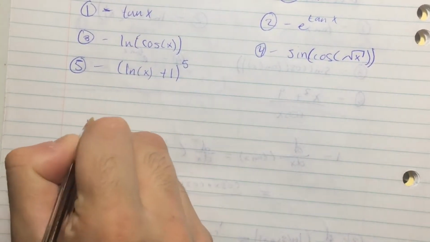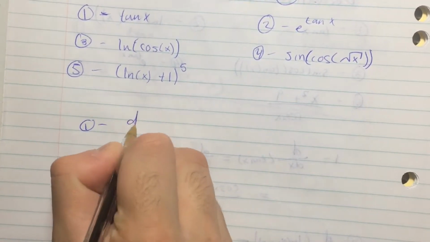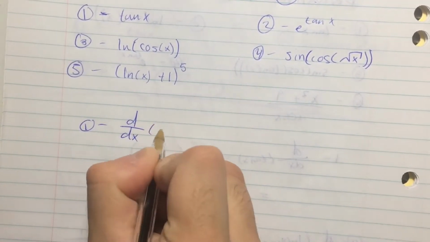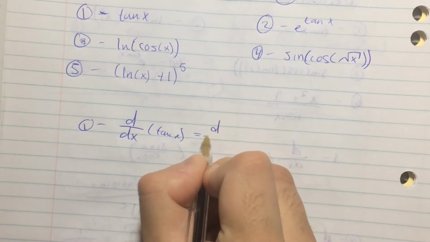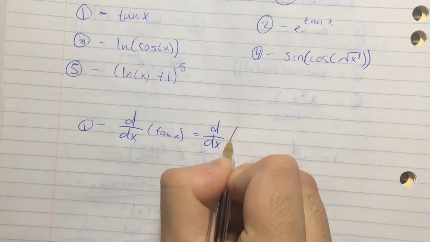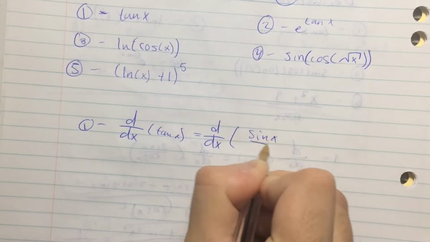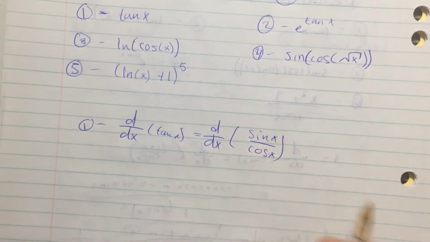So, 1: d over dx of tangent of x. Well, I can rewrite that as the derivative with respect to x of sine of x over cosine of x.